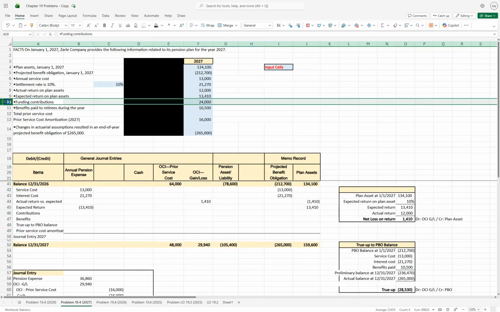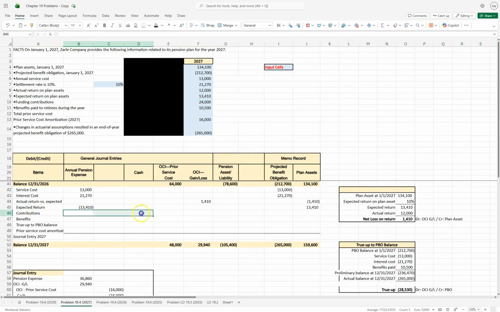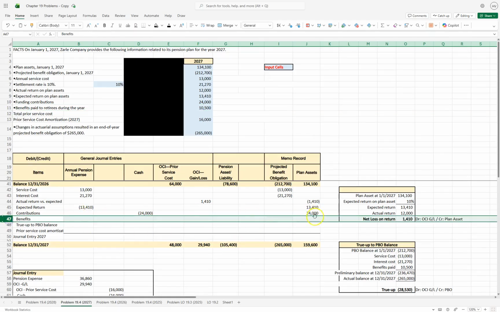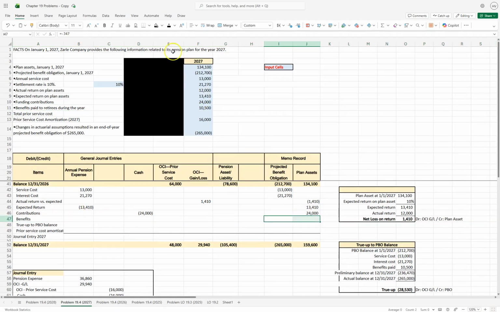Okay, the next thing is funding contributions. The employer contributed $24,000. And so they're going to increase the plan assets for that amount and decrease the cash component. So we're going to have debit plan asset, credit cash. We have benefits that are paid to retirees, and that's right here on row 47. We know that when we pay the benefits to retirees, our projected benefit obligation will go down. So we have a debit to PBO, but the credit goes to plan asset.